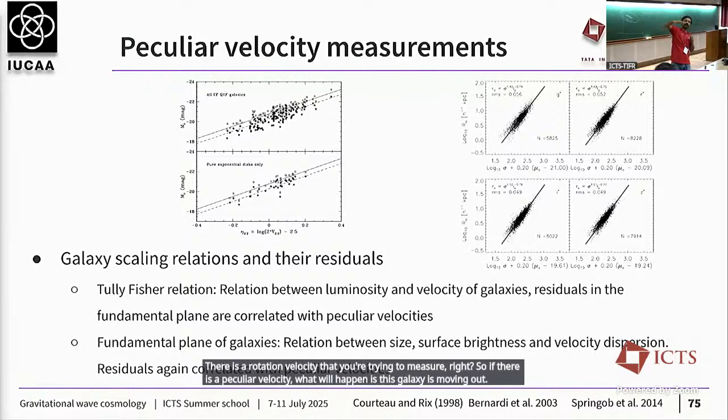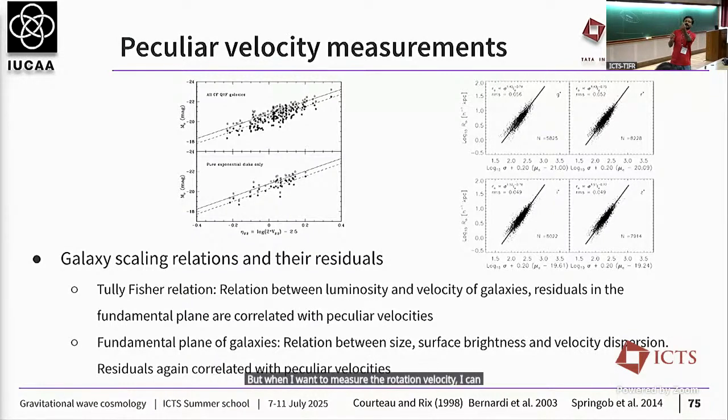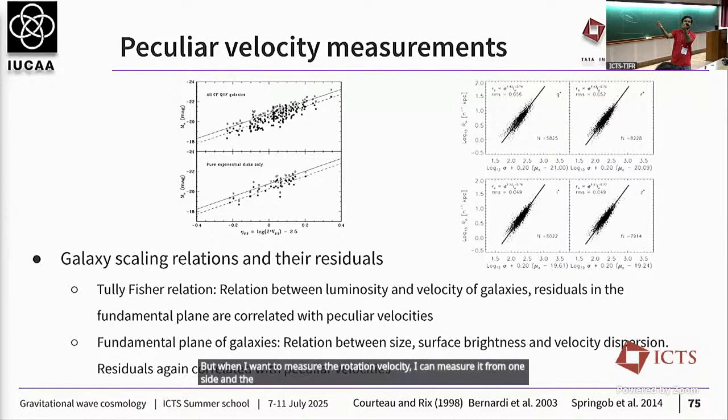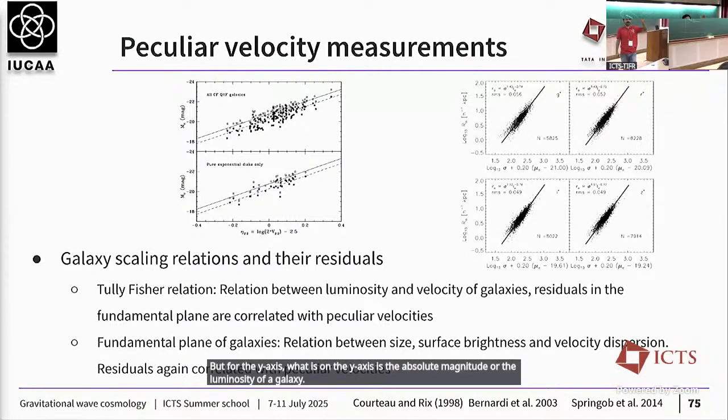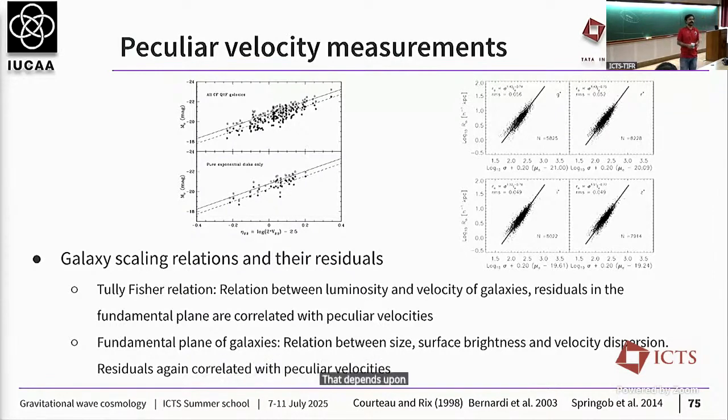But when I want to measure the rotation velocity, I can measure it from one side and the other side, and then take an average. And so the systemic velocity of this galaxy will cancel out. So I don't need to worry about that for the x-axis here. But for the y-axis, what is on the y-axis is the absolute magnitude of the luminosity of a galaxy. That depends upon the distance that you put for this galaxy.